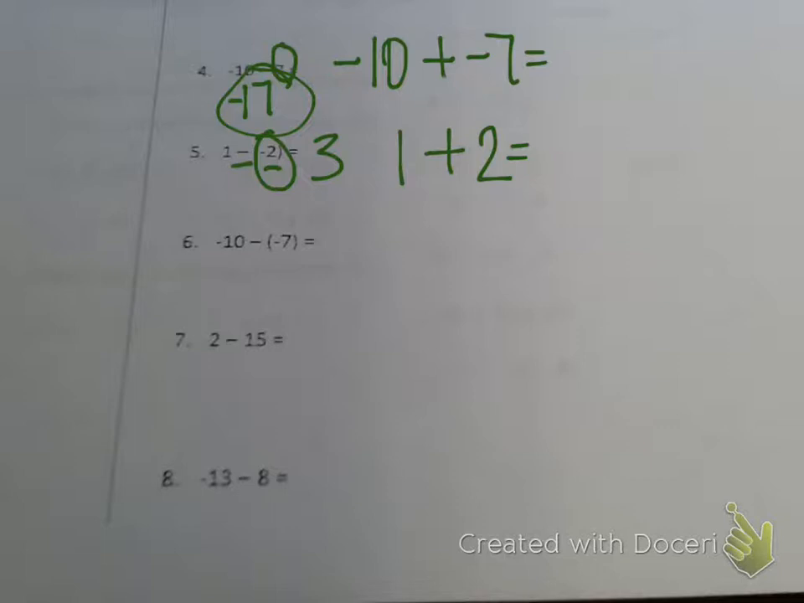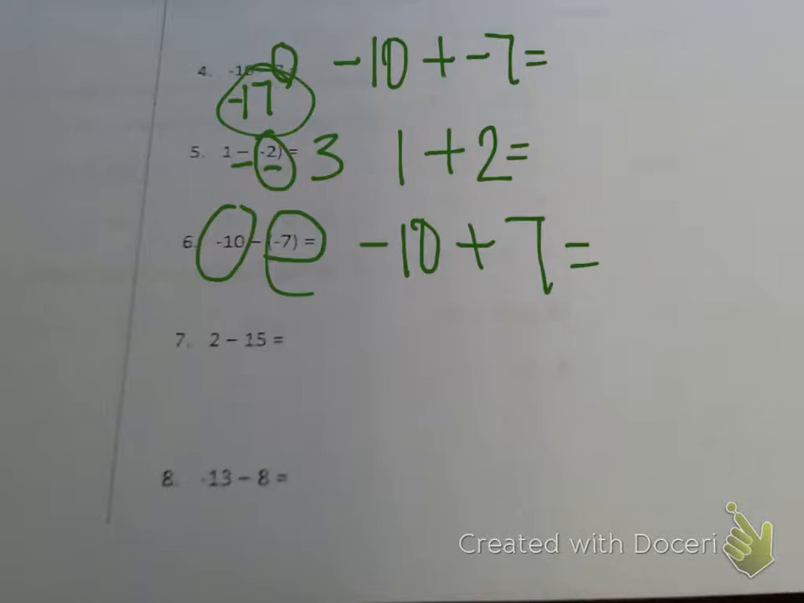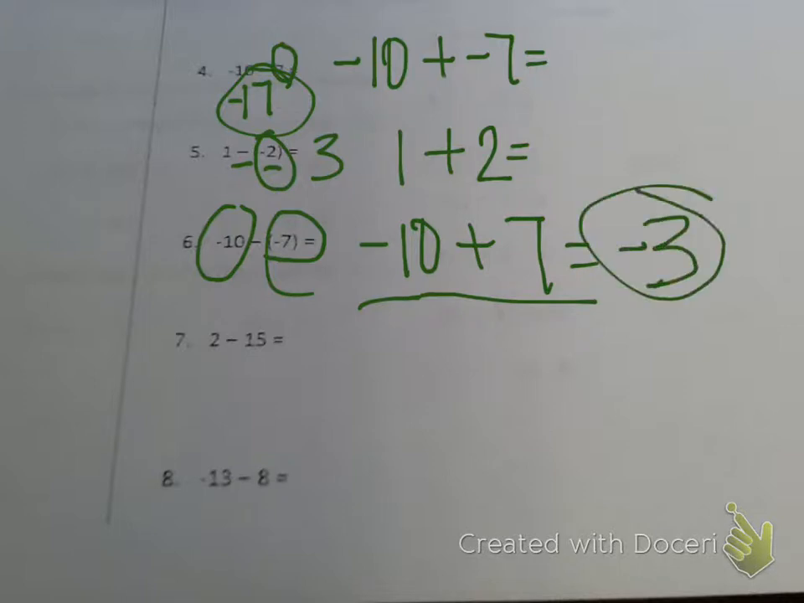Alright. So I'm just going to move on with just the rules from here on out. You may still choose to do hills and holes. But here we go. We keep negative 10. We're changing to addition. The opposite of negative 7 is 7. So negative 10 plus negative 7. If I subtract, I get 3. The 10 is bigger and it's negative, so my answer is negative.